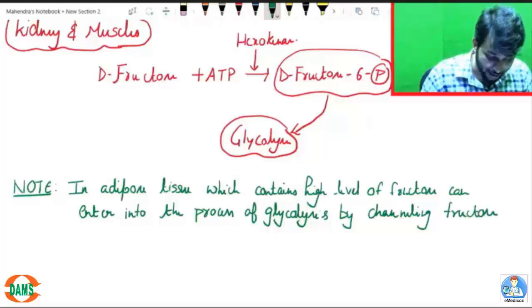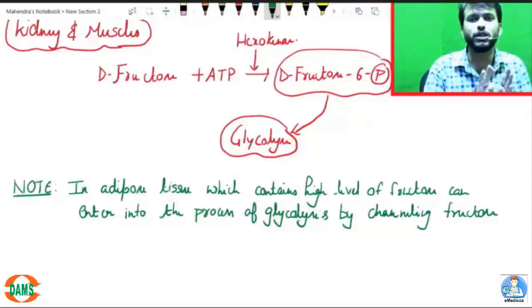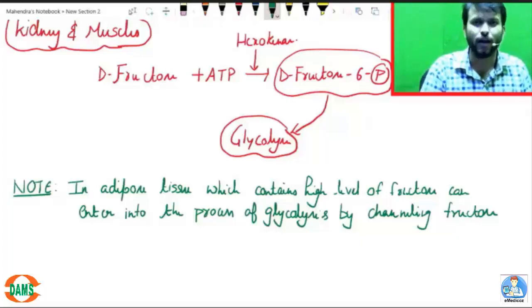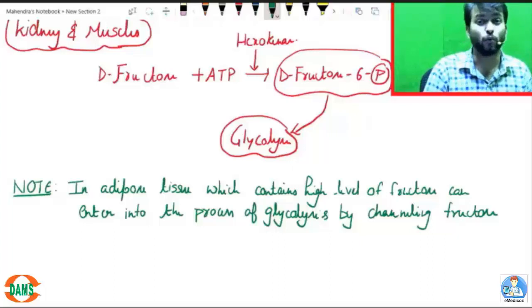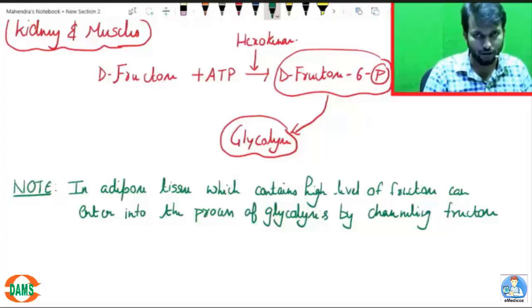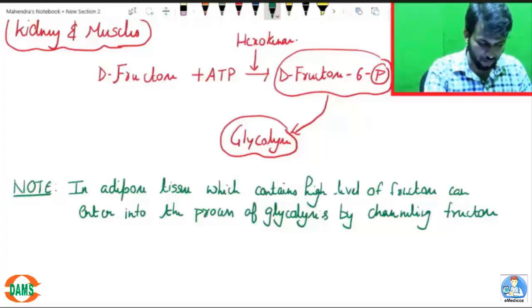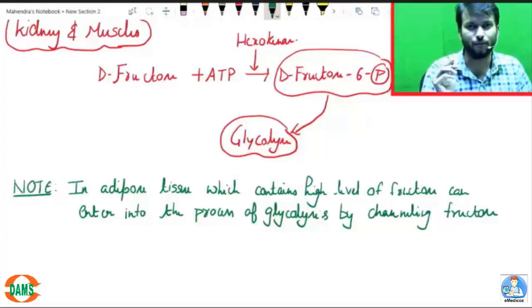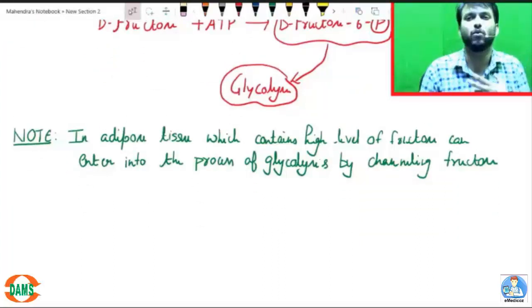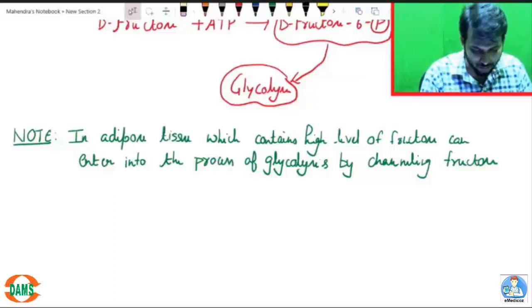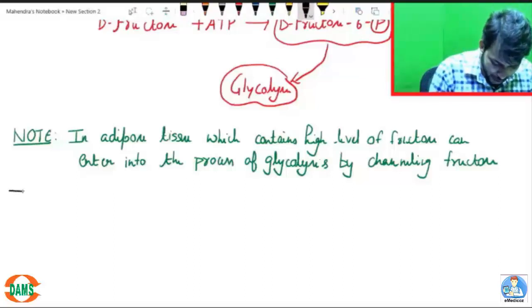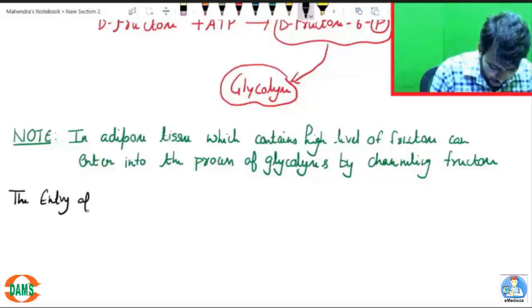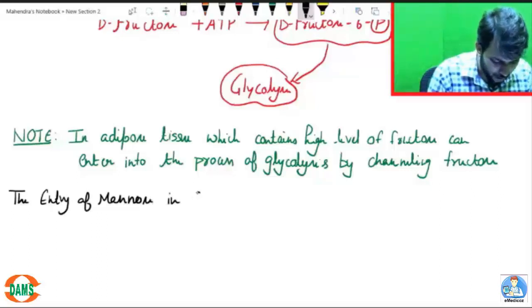So the adipose tissue is an energy source in the need of energy when glucose is not there in our body. So fructose is particularly important. That's why adipose tissue serves as an energy reserve for our body. The next process that is going to come is the mannose pathway. So we're going to study the entry of mannose in the process of glycolysis.